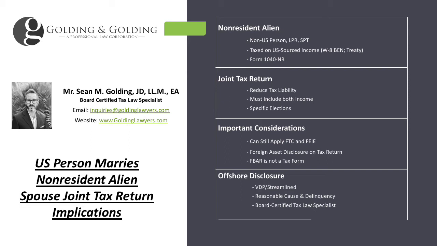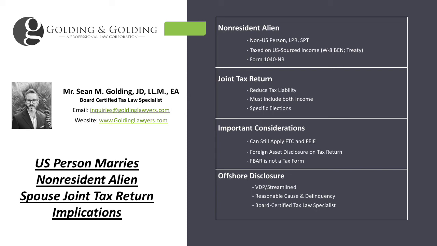So what are some important considerations if you're a U.S. person and you're filing a joint tax return with a non-resident alien? Well, one of the first things to keep in mind is that you can still apply the foreign tax credits and foreign earned income exclusion. The foreign earned income exclusion can be claimed by both spouses, but you can't double up on the housing exclusion and things like that. So if the non-resident alien earns a lot of money but paid a lot of tax overseas, then they may have sufficient foreign tax credits to offset any U.S. taxes on that.